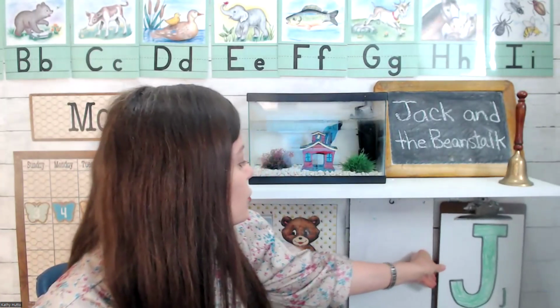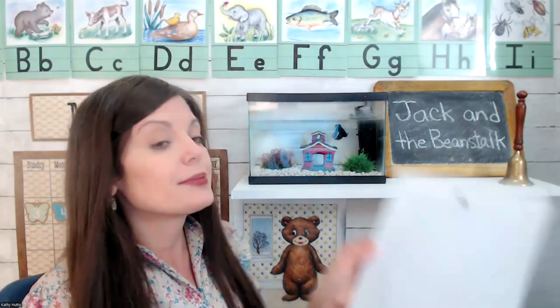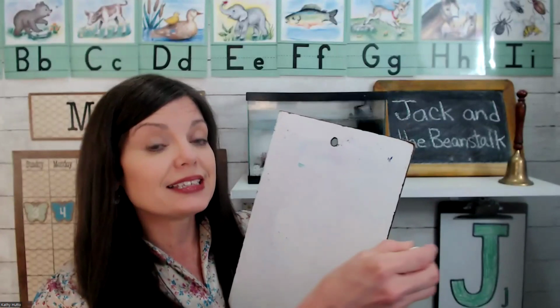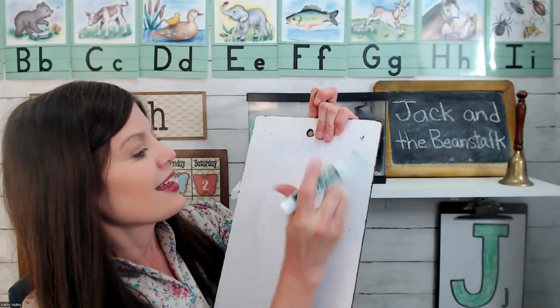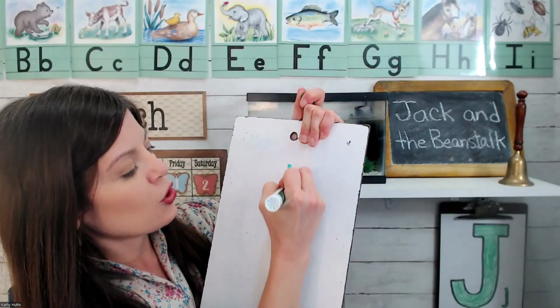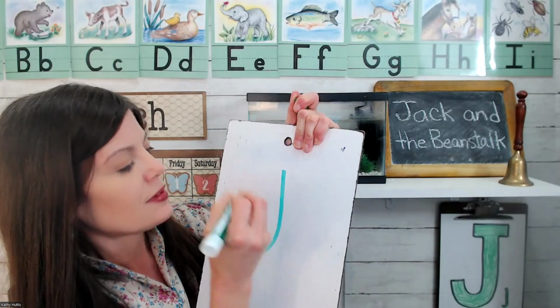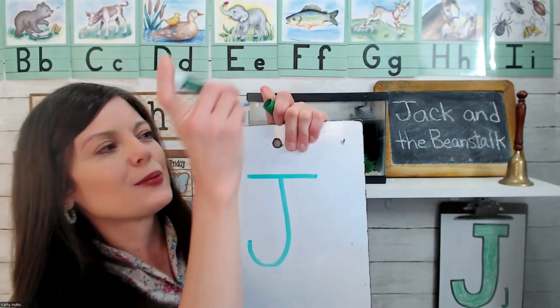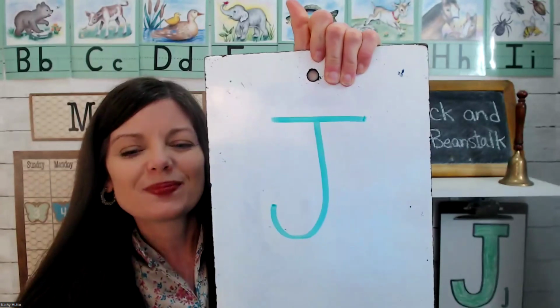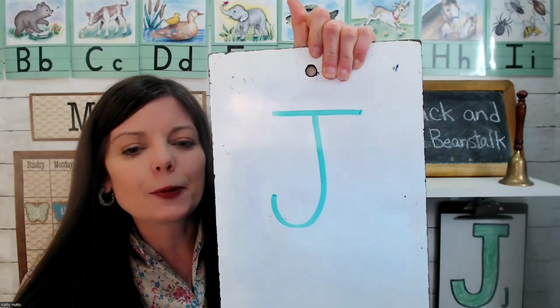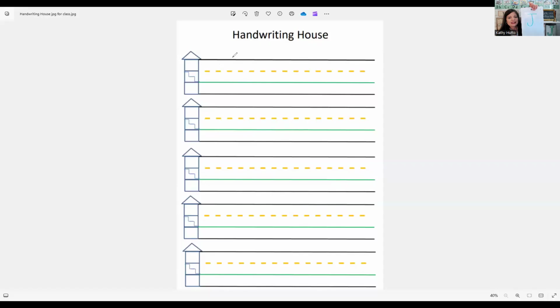To write the letter J, we're just going to make a line that goes straight down. And then we're going to curve around. And we're going to put a line at the top. Let's practice writing uppercase letter J. Go down and curve around with the top.